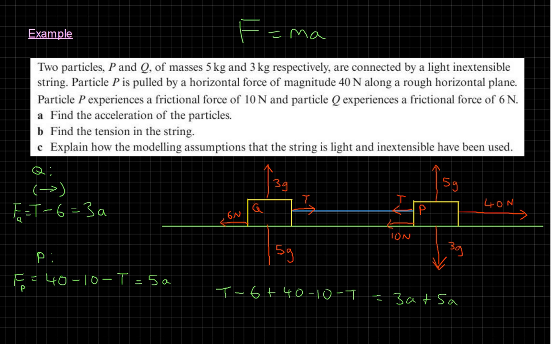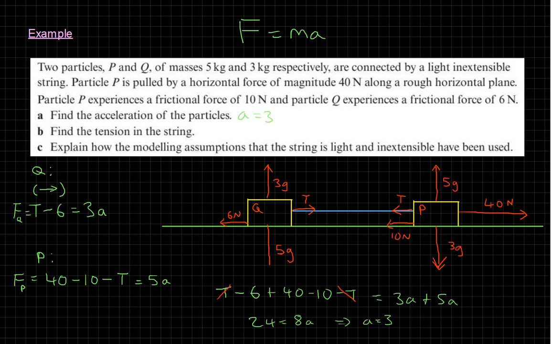And now you can see that the T's are going to cancel, right? There's a T and here's a minus T, so they go away. And all I'm left with is 40 minus 10 minus 6, which is 24. And on the right hand side, 8a. And that implies that a equals 3. And we've got our answer for the first part. A is equal to 3.